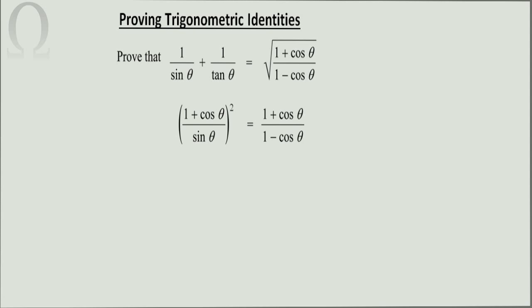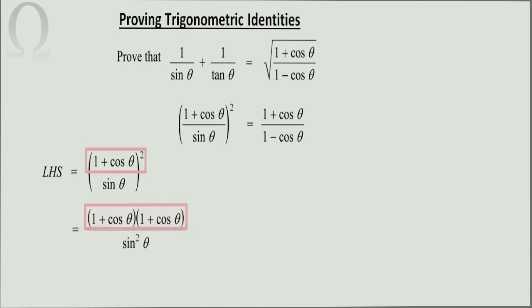Looking at the new aim, it would be easier to work with the left-hand side, given we can multiply out the brackets in the numerator. The other alternative is to manipulate the right-hand side, but this is a little more tricky, so we will manipulate the left-hand side. Instead of multiplying out the brackets in the numerator, we will simply express 1 plus cos theta, all squared, as 1 plus cos theta, times 1 plus cos theta. The reason for not multiplying these brackets out is because we require 1 plus cos theta in the numerator on the right-hand side.